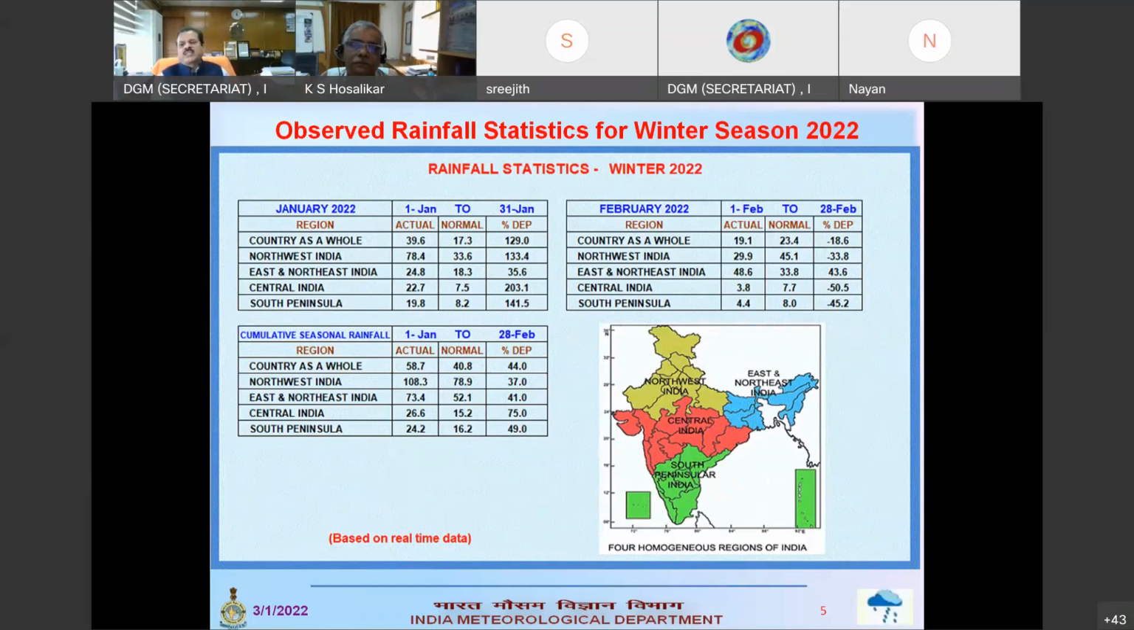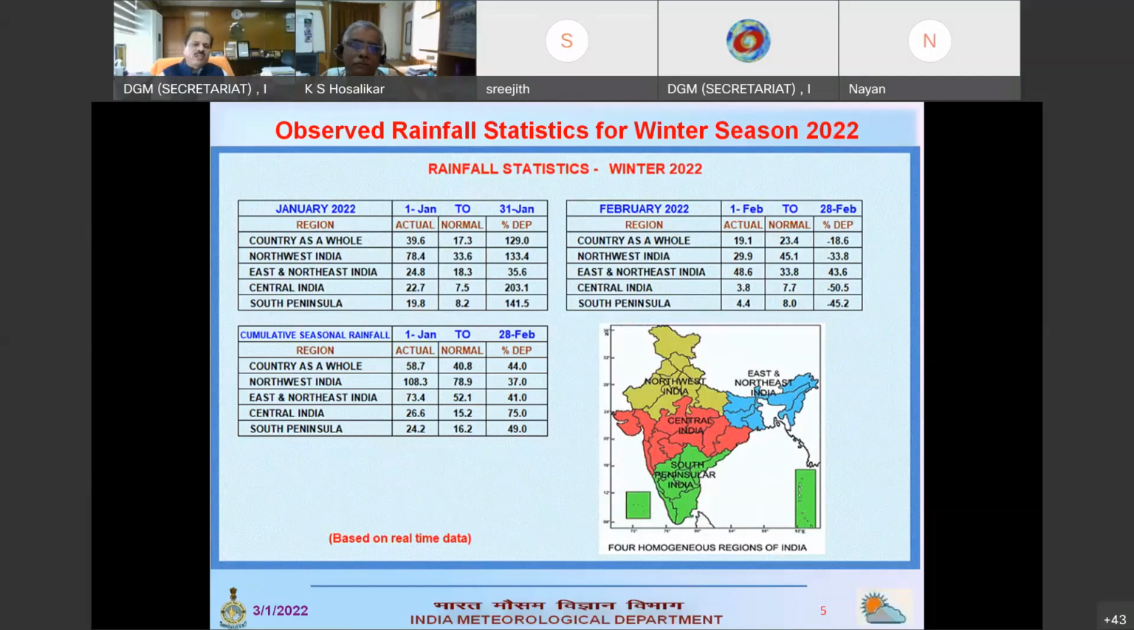But the opposite was the case in the month of February. In the month of February, we did not have good rainfall activity. It was below normal for the country as a whole, 18.6%, or like 19% below normal rainfall in the month of February. If you just look at different homogeneous regions like Northwest, Central, South Peninsula, and East and Northeast India, it has been above normal over East and Northeast India and below normal over the remaining homogeneous regions.